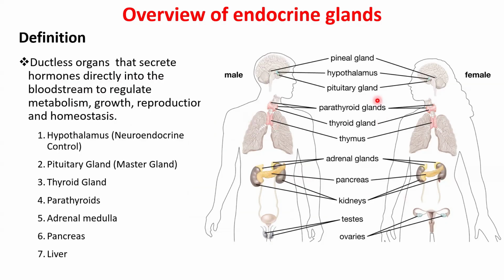And here are examples of some of the endocrine glands. We can see the pineal gland, the one that regulates the sleep-wake cycle. We can see the hypothalamus, the pituitary gland, the parathyroid glands, the thyroid gland, the thymus, adrenal glands, pancreas, kidneys, testes, and ovaries. So in an exam setting, when I tell you to list examples of endocrine glands, I will expect you to mention all these. It can be a question where I tell you to list 3 or 4 or 5 endocrine glands.